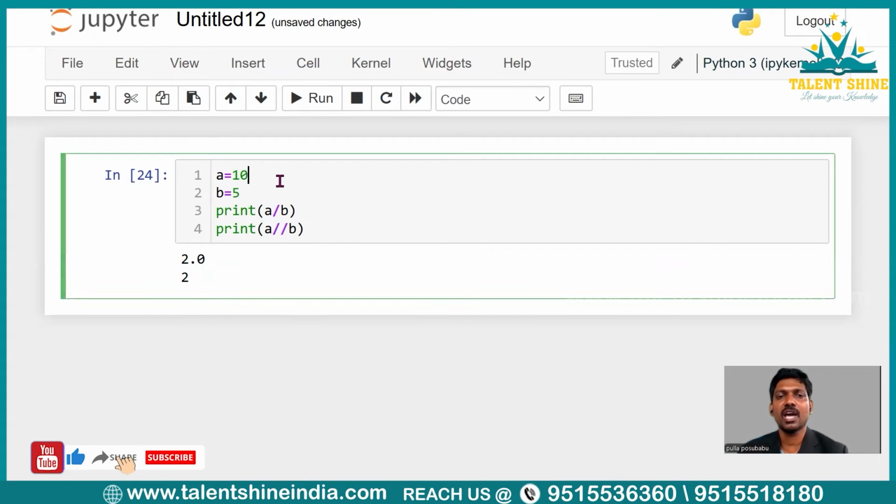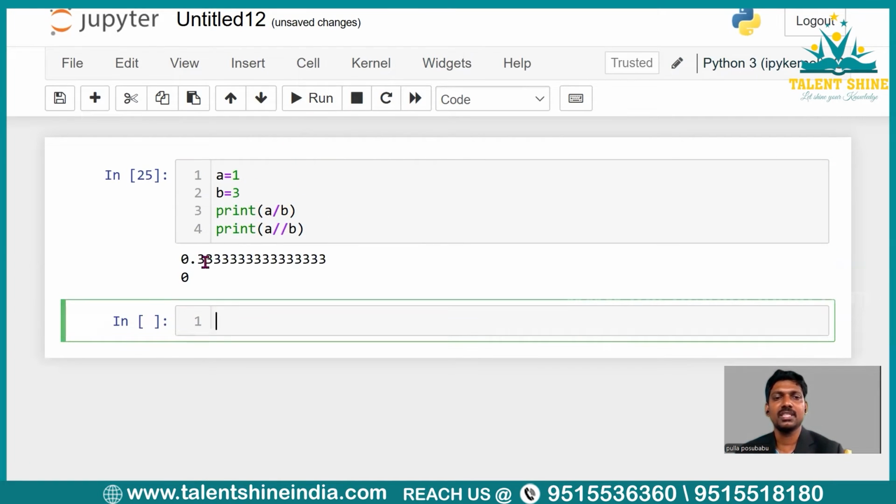Let me change the values here. I'm going to use A value as 1 and B value as 3 and then execute it. You are getting 0.333 and so on in normal division. In floor division, you are getting only the integral part. I hope everybody is clear. This is the difference between normal division and truncate division.